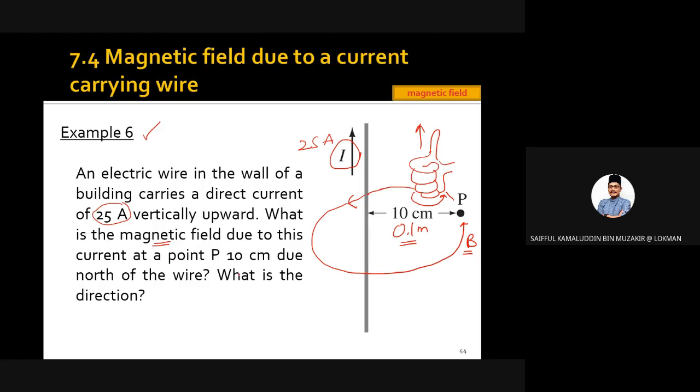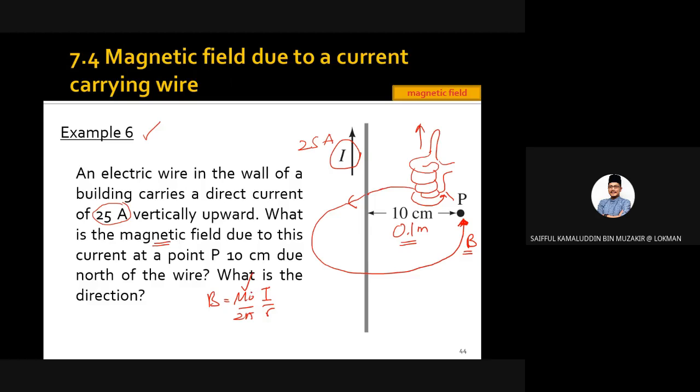Okay. What is the direction? Direction, we have seen it. We have determined it. It is going inside the page. This is at this point. It is going inside the page. Now we just need to calculate B equals mu naught divided by 2 pi, I divided by R.